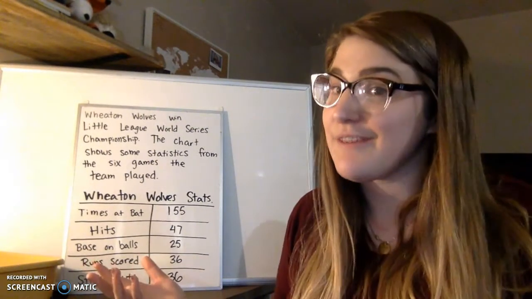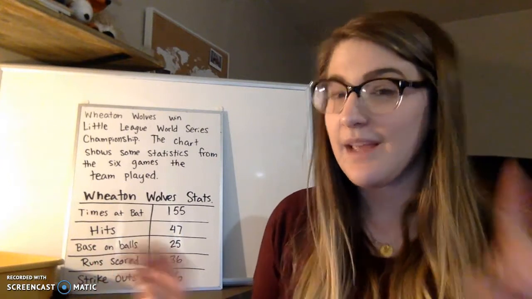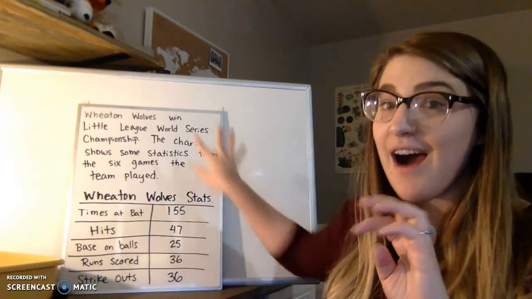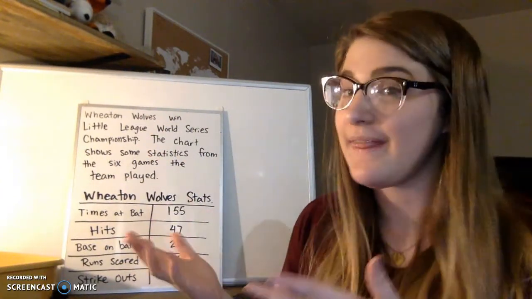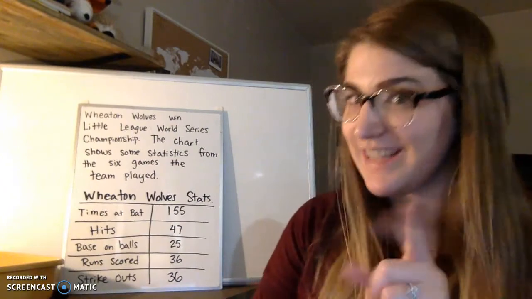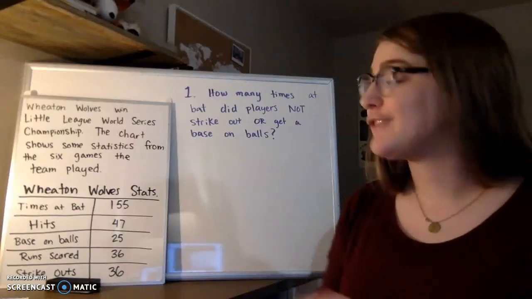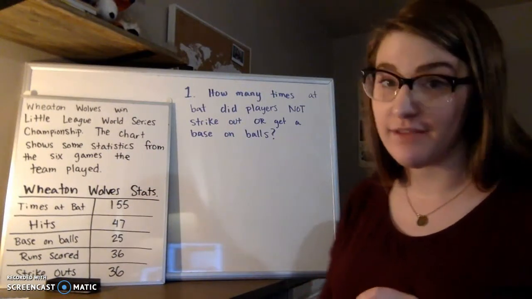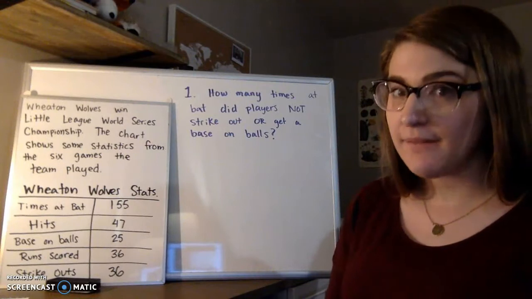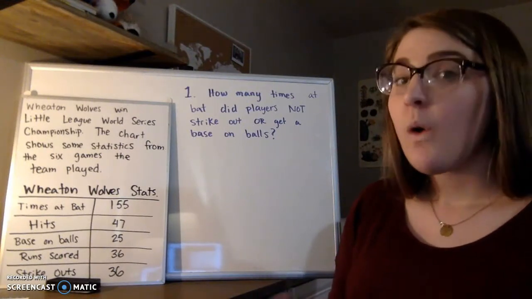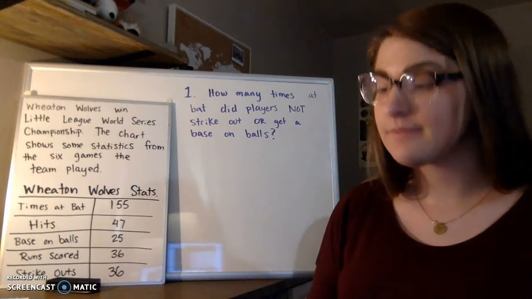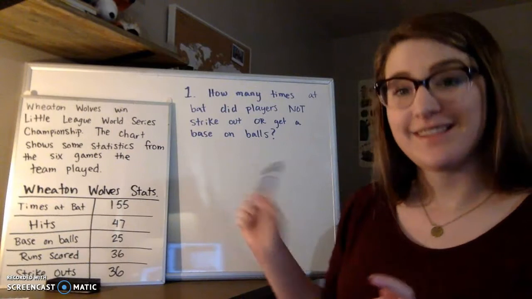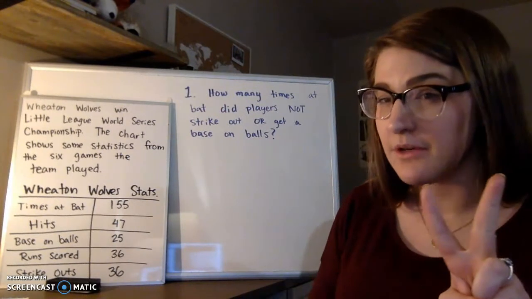So that's some good information, but what are we going to do with it? Now, I'm going to ask you some questions, and we're going to be able to figure out from this information given to us what the answers to those questions are. So let's get started. All right, so the first question that is asked that we're going to figure out from the information that we have here is how many times at bat did players not strike out or get a base on balls? Now, we've been working with two-step word problems, and this is no exception. It's going to have 2 steps to it.